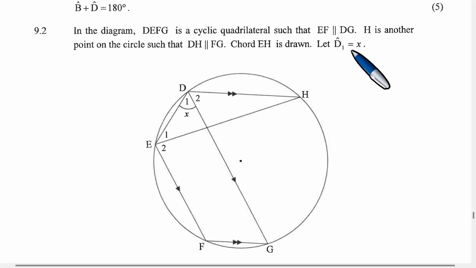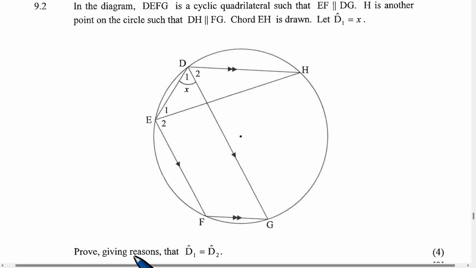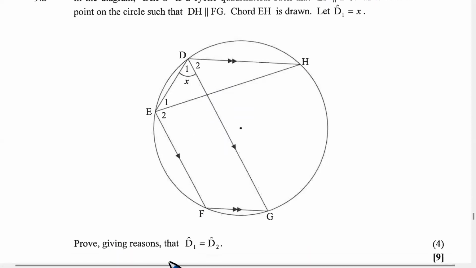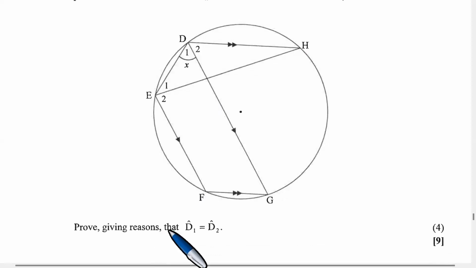Let angle D1 be equal to X. There it is, angle D1 equal to X. Now, prove, giving reasons, that D1 is equal to D2, for 4 marks. Let's just prove this.